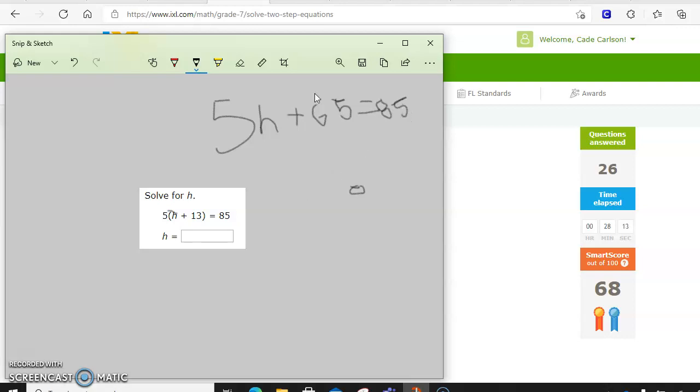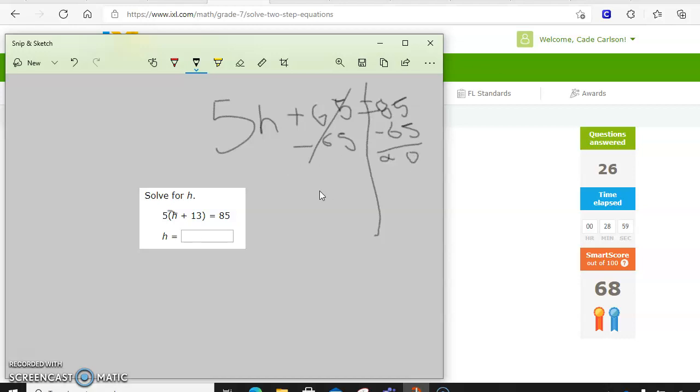Got it. So, let me erase this one thing real quick. Okay. So, first, we have to draw a line. And we have to cancel out that 65, so we can just have 5h. So you would have to minus 65. Okay, so that'll cross out that. Then you have to minus 65. That would equal 20.